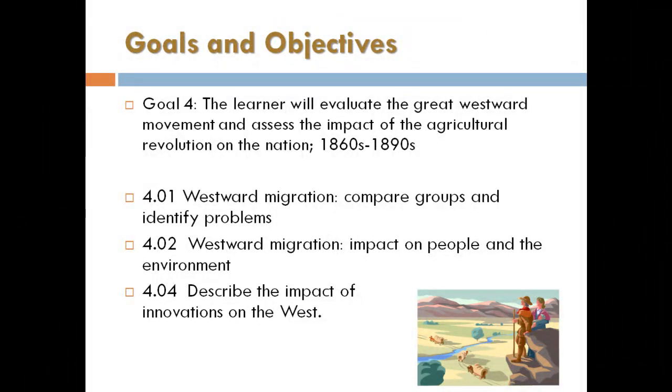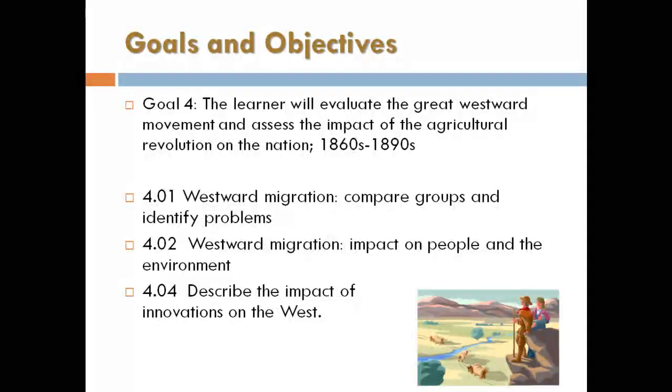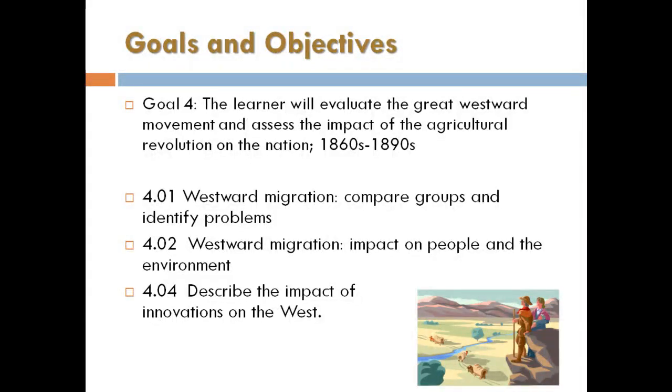We're talking about Goal 4 now, and in Goal 4, the learner will evaluate the Great Westward Movement and assess the impact of the agricultural revolution on the nation. And this covers the time period from the 1860s through the 1890s. We're going to talk about Objective 1, Westward Migration, comparing the groups and identifying the problems of those moving westward. We'll also talk about the impact on people and the environment that westward migration had. Objective 4 is describe the impact of innovations or inventions on the West.